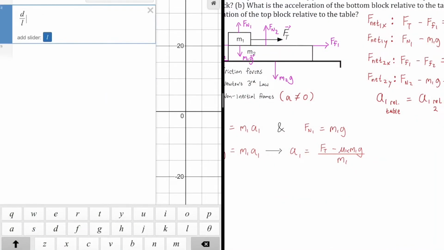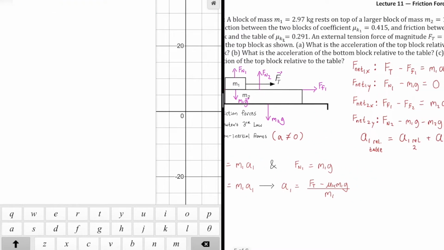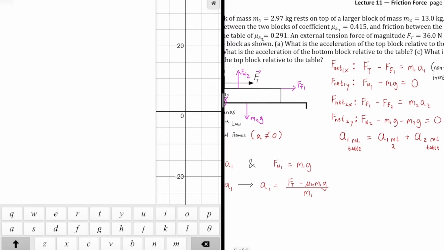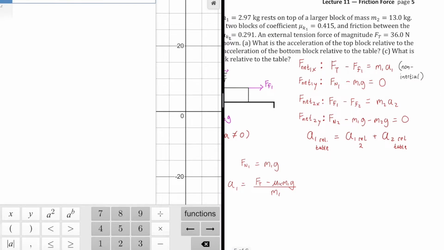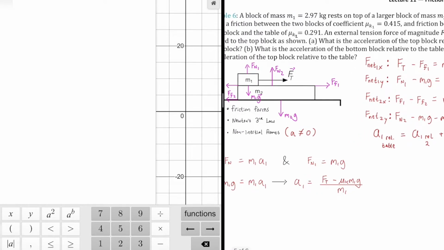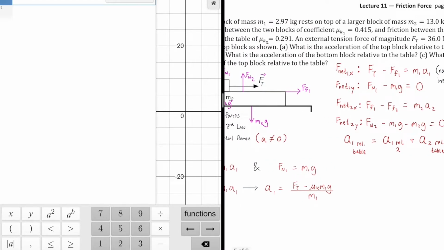All right, so clear some things out. Okay, so let's plug in our numbers. So the first one we got is going to solve for A1, and I'll go ahead and label things as we go, especially because we're going to want that relative velocity, so we'll have to refer back to this. So A1 is then going to be our tension force, which was 36 newtons, okay? And then we have our friction coefficient, mu k1, which is going to be 0.415, okay? And then times m1, 2.97 kilograms, and then times 9.8 for gravity.